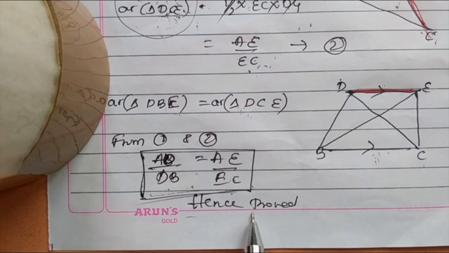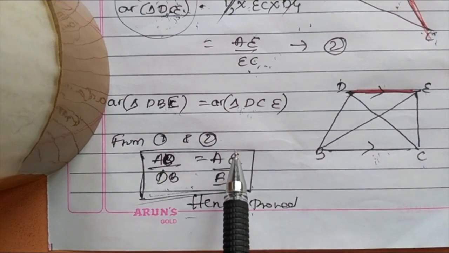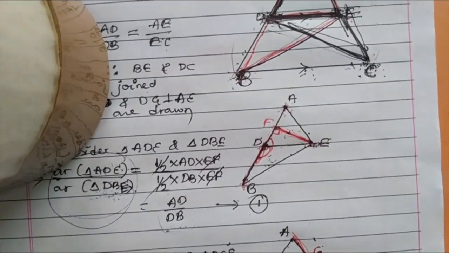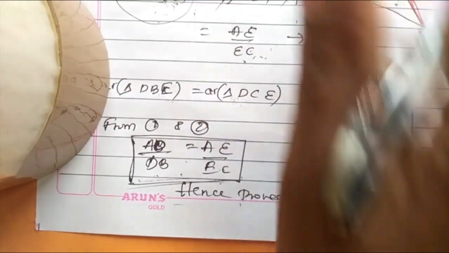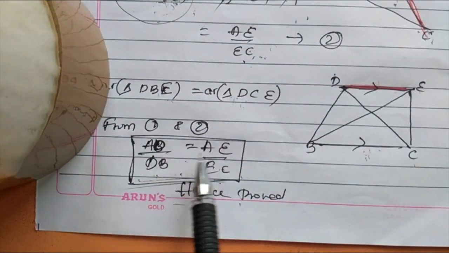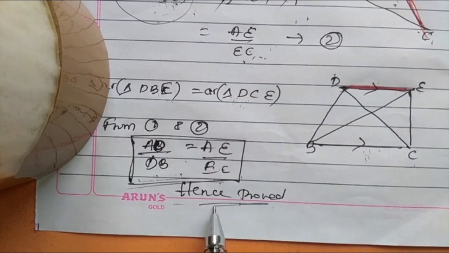Finally, we can conclude that in a triangle, a line drawn parallel to one side of the triangle divides the other two sides in equal ratio. These two are in equal ratio, hence proved.